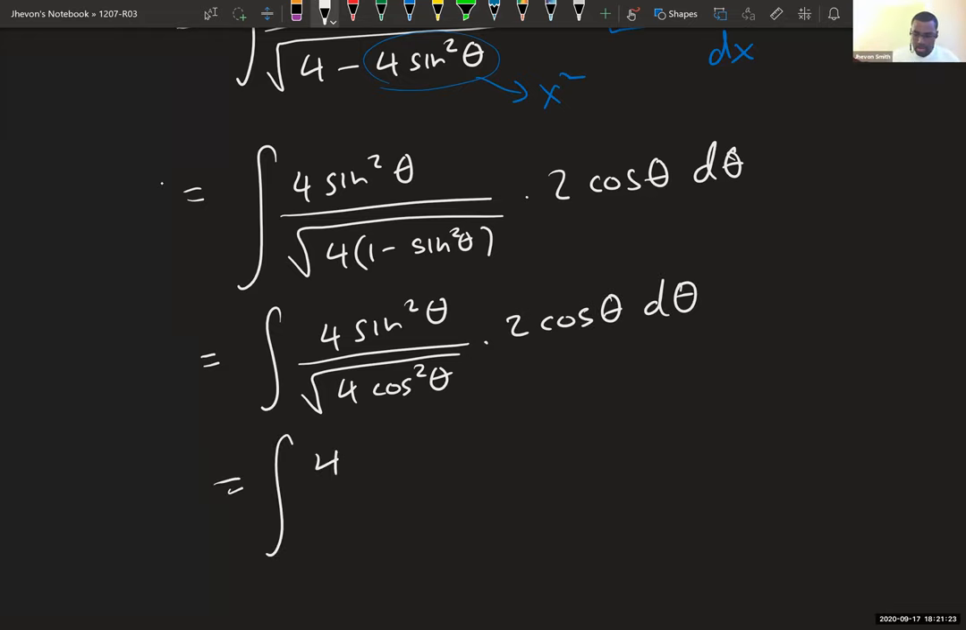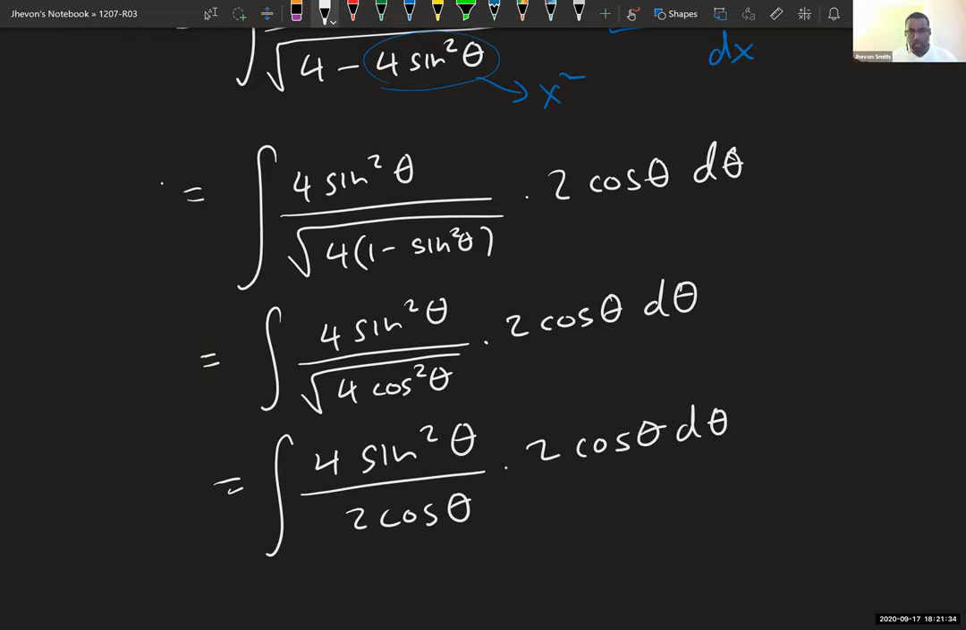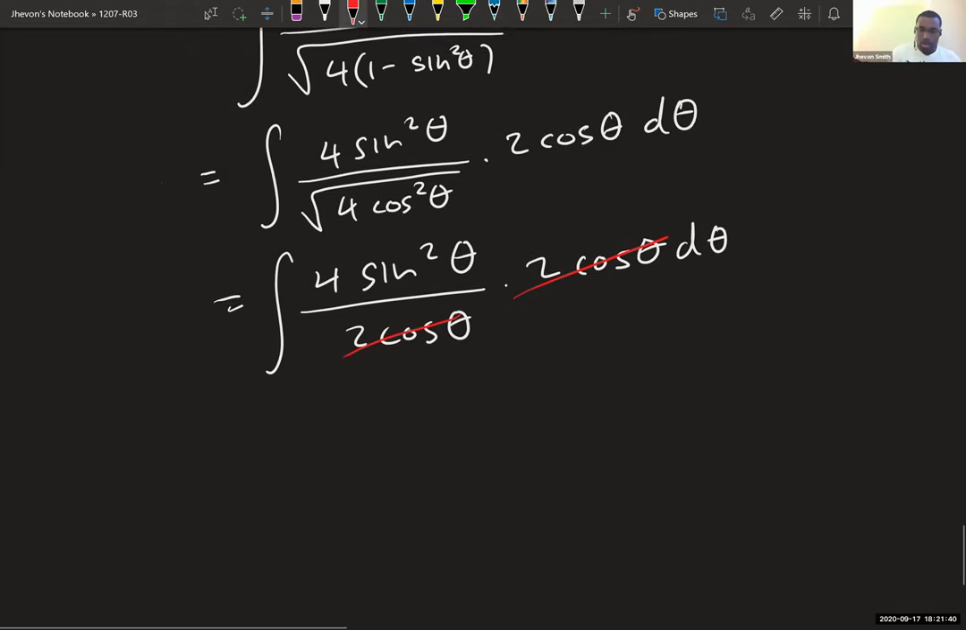Now what's going to happen? That just becomes 2 cosine theta in the denominator. Of course, we're going to ignore the absolute value thing. We don't have to worry about that right here. And look at that, now they cancel. So now it becomes this integral.